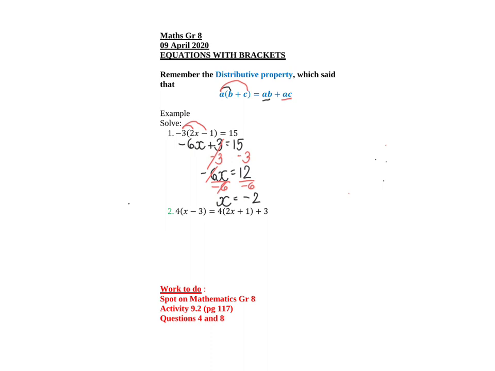Now on to the next example. You can pause and try it for yourself once again, and then come back and look at my solution if you prefer. Then we see we have a set of brackets on each side that we have to first get rid of by distribution, and so we say 4 times x, and that gives you 4x, and then 4 times negative 3, which is negative 12, equal to, on the right hand side it's 4 times 2x, which is 8x.